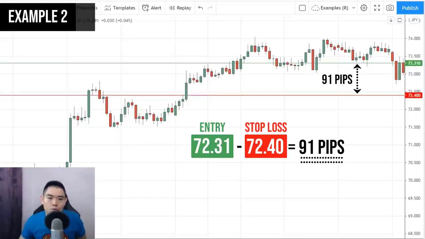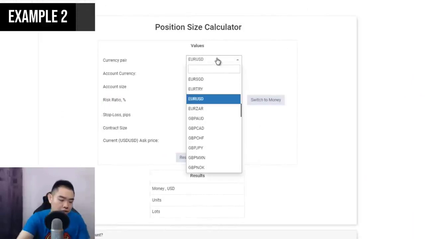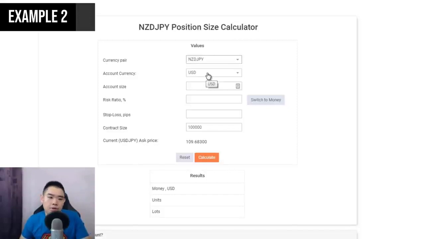So now the question is, how many units of New Zealand yen can we buy such that we don't lose more than 1% of our account? So time to revisit your position sizing. So let's go to this. So let's say currency pair is New Zealand yen. Type in New Zealand yen. Account currency, let's keep it as USD.